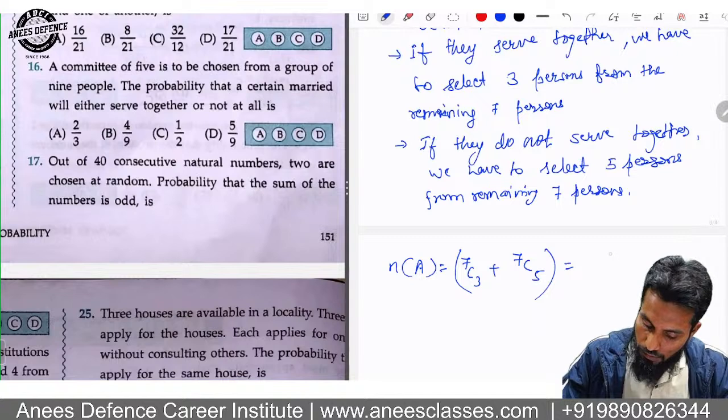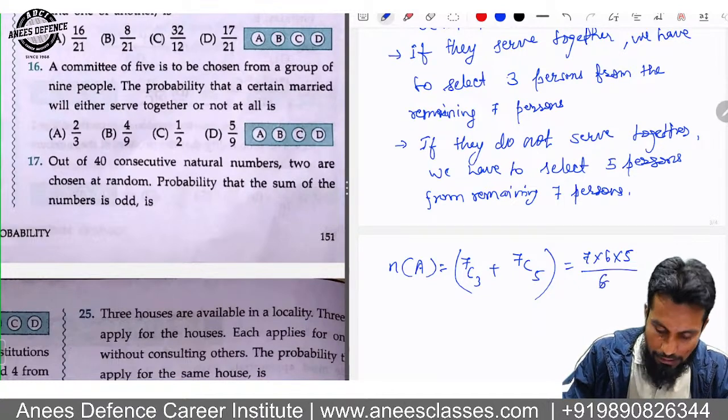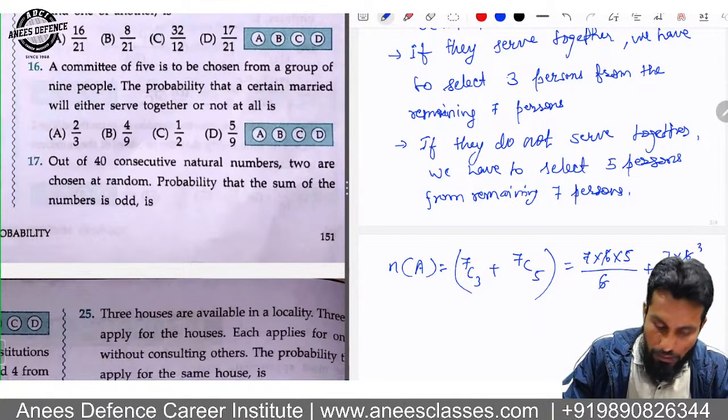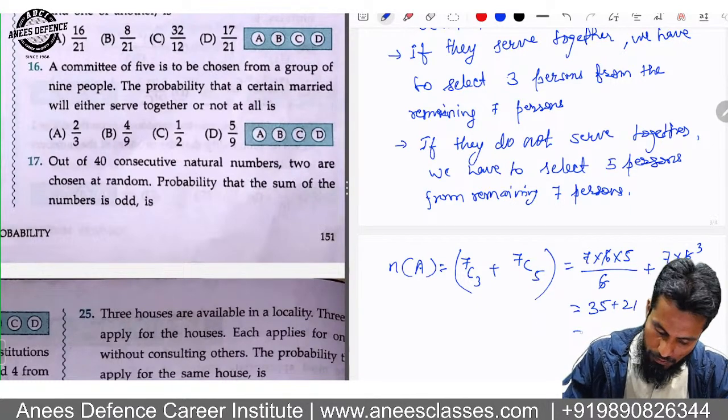Got it? So what is the value of 7C3? 7 upon 3 into 6, 6 cancel, 35. What is 7C5? 7 into 6 upon 2, 21. 35 plus 21, how much is it? 56.